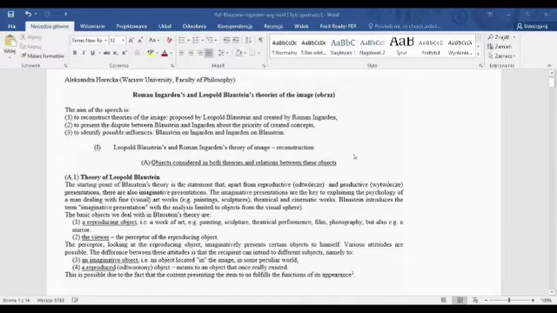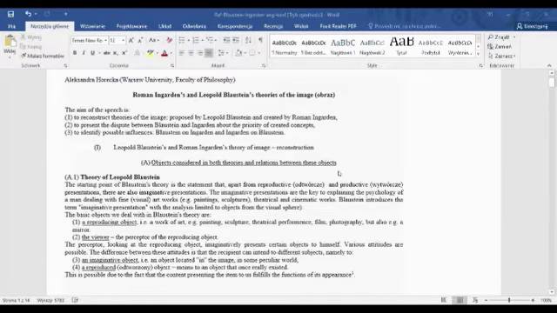The basic objects we deal with in Blaustein's theory are a reproducing object, that is a work of art, for example painting, sculpture, theatrical performance, film, photography, but also a mirror. And the viewer, the perceptor of the reproducing object. The perceptor looking at the reproducing object imaginatively presents certain objects to himself.